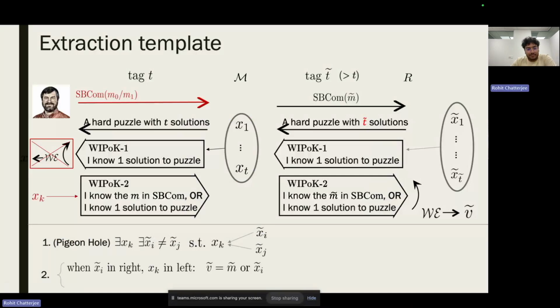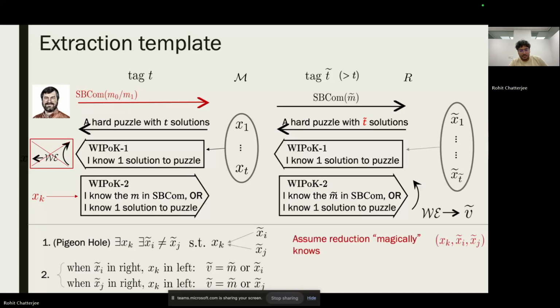Consider the following. Suppose I was given this xk, and suppose I wasn't rewinding the Vipok-1 for the moment. I have the phenomenon that when xi tilde is used on the right, xk is used on the left, v tilde is going to be m tilde or xi tilde, right? And similarly, when xj tilde is used on the right and xk is used on the left, v tilde can be one of the message or xj tilde.